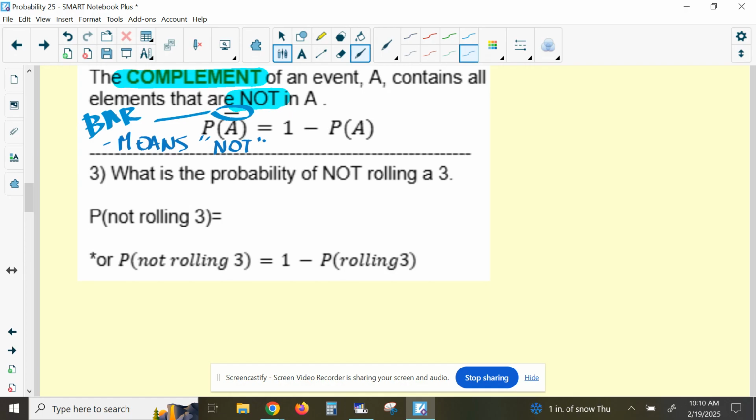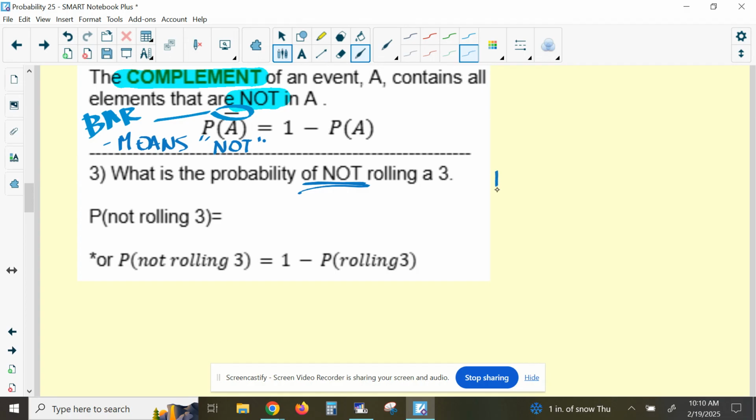So the bar means not. So when you see it, it means you don't want A to be happening, whatever A happens to be. Okay? So let's do a not problem. So we have, what's the probability of not rolling a 3? Which means all we're doing is counting all of the other things, but just not 3, right? So how many things can we roll that are not 3?